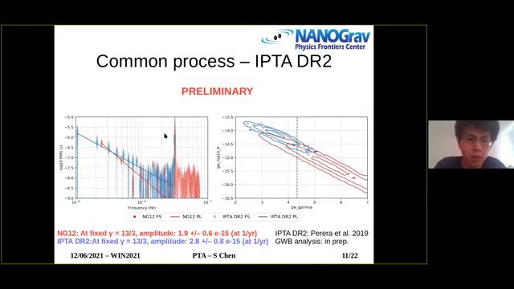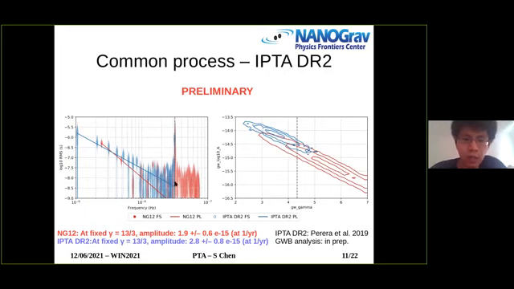Now the IPTA will also combine the dataset from each of the PTAs, and the most recent dataset is data release 2, and we also analyzed that for some common process. So this is preliminary, so please don't share this, but it's also not a detection of gravitational waves. We strengthen this signal that we see at low frequency compared to the NANOGrav one.